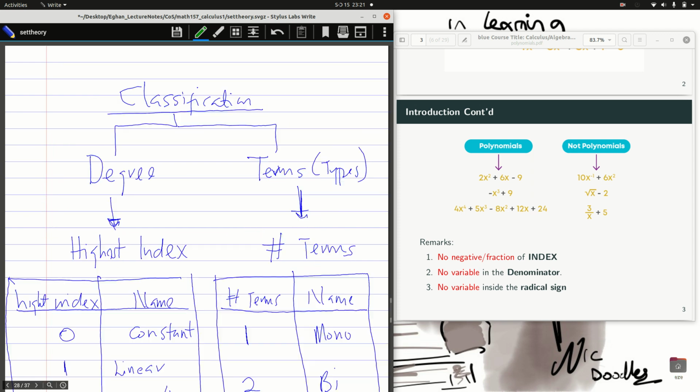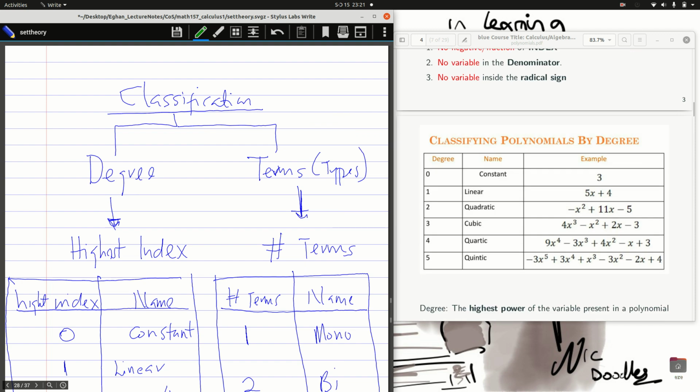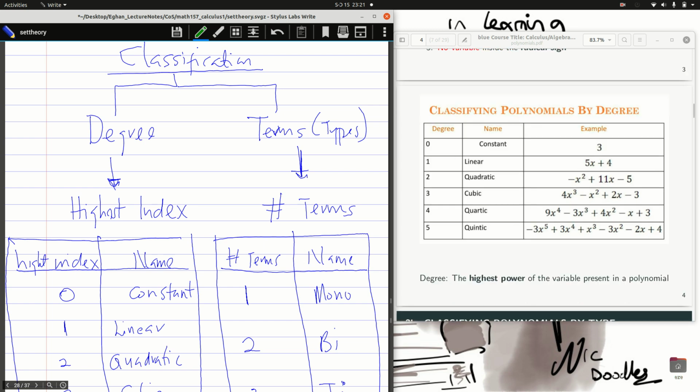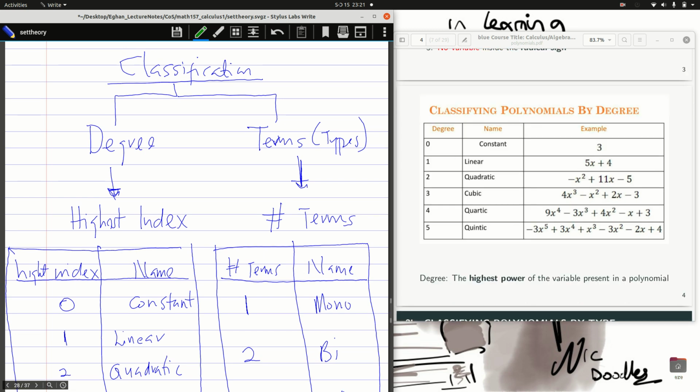Okay, now there's a way to classify polynomials. If you're able to identify them, you must be able to classify them, and that is my slide 4. With the classification, there are 2 groups. We can classify them by degree or by terms, or someone will say type. They are the same thing. If I want to classify by degree, it means I'm looking at the highest degree. If I want to classify by type, I'm looking at the number of terms I have in the polynomial. These are 2 different things.